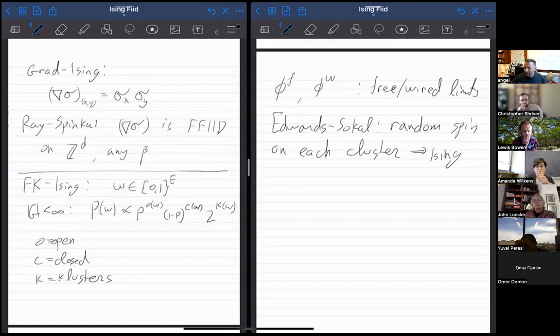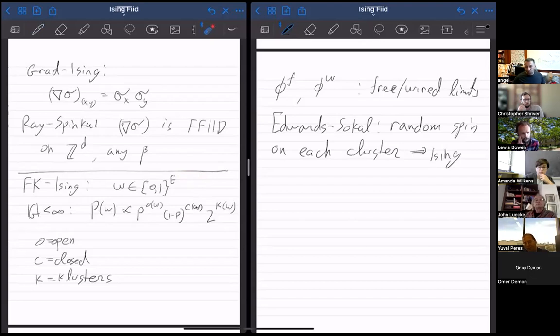So let me just try and make sure I understand. You have this FK Ising model, and if you put a random spin on each cluster, it just becomes the Ising model. Yes. So you put a random spin on each cluster and forget about the edges. Yes. So the original model, do you have spins on vertices, or spins on both vertices and edges? For the FK Ising, you have a configuration on the edges. I see. So you have a percolation on the edges where each edge is open or closed, and now you get connected clusters.